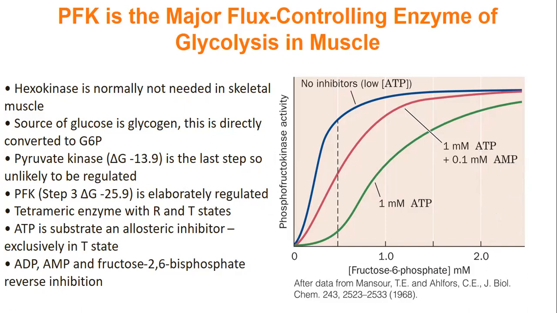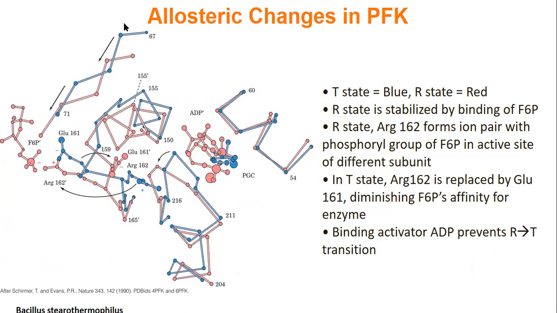So like hemoglobin, PFK also goes through changes when it goes from T state to R state. The way to look at this is that the T state, the off state, is going to be blue. The R state, the relaxed state, is red. The relaxed state is stabilized by binding fructose 6-phosphate. In our image, here's fructose 6-phosphate.